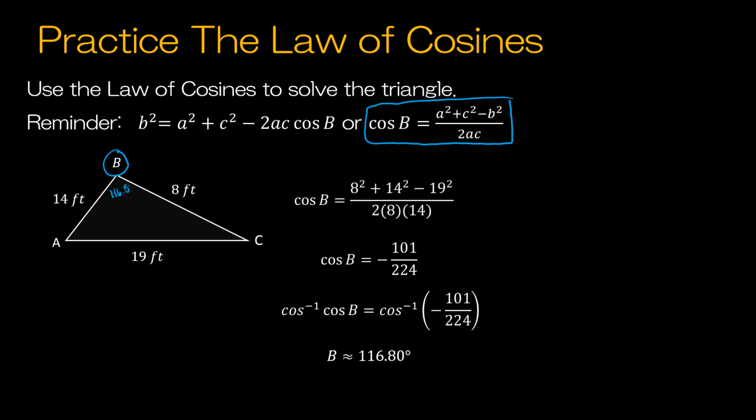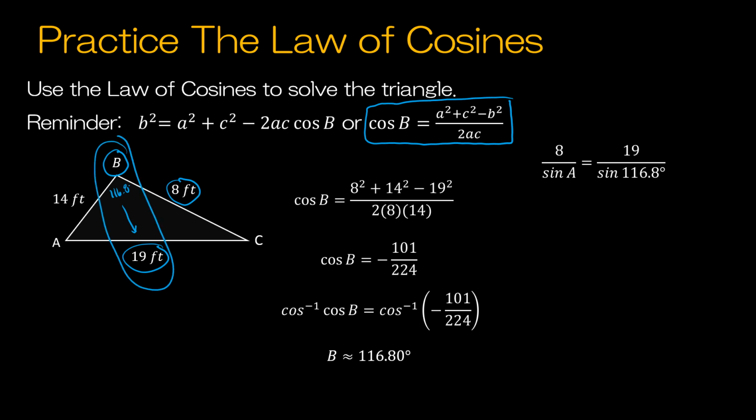Now from here, I could use the law of cosines again, but the law of cosines is more work. So now, once I have found one angle and I have the side opposite, I'm now just going to switch to the law of sines, which we just learned in our last video. So I'm going to choose to solve for a next. So 8, which is the side opposite angle a, divided by the sine of a is equal to 19 divided by the sine of 116.8. So I'm using this as my known ratio.